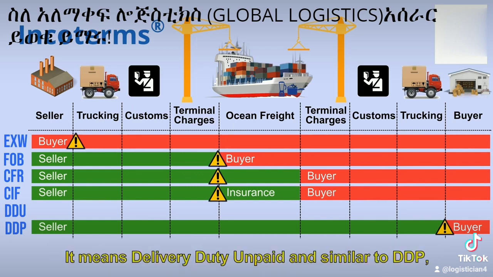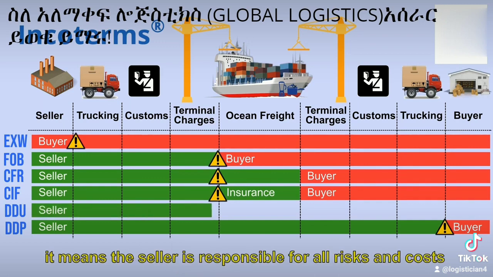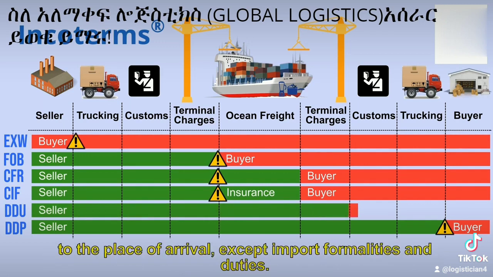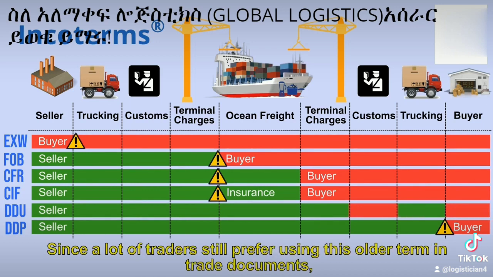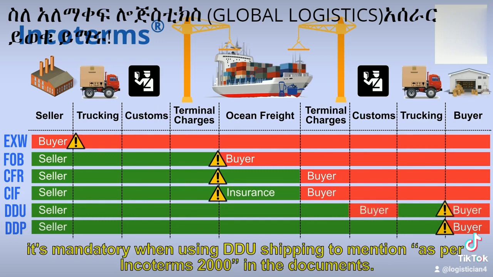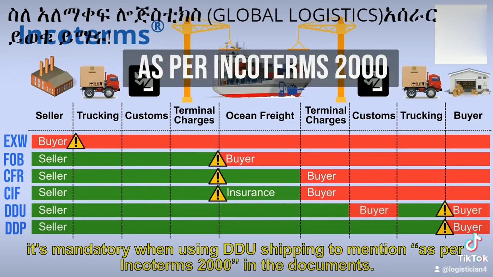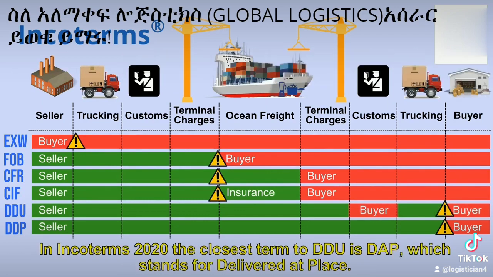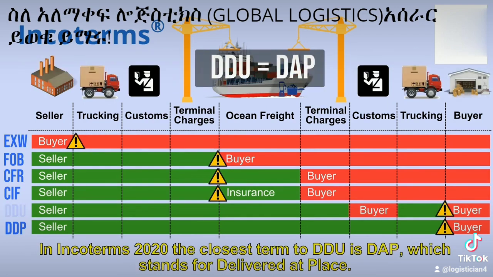It means delivery duty unpaid, and similar to DDP, it means the seller is responsible for all risks and costs to the place of arrival, except import formalities and duties. Since a lot of traders still prefer using this older term in trade documents, it's mandatory when using DDU shipping to mention as per Incoterms 2000 in the documents. In Incoterms 2020, the closest term to DDU is DAP, which stands for Delivered at Place.